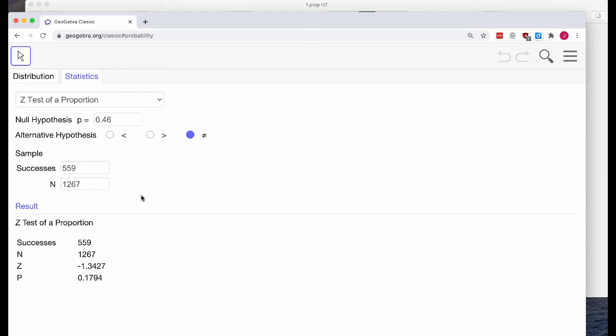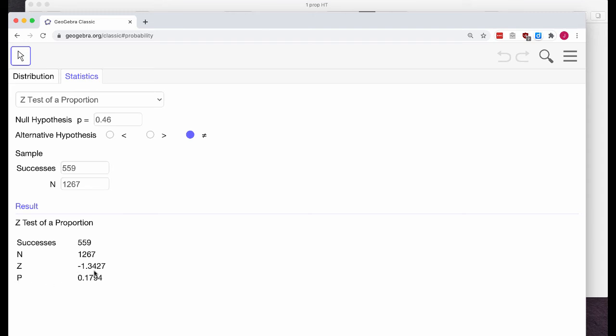All right, so with that, our hypothesized proportion, it's a two-tailed test. The number of successes in the sample size, we have the result for our z-test of a proportion down below. So it repeats what we were testing, z-test of a proportion, the successes, the sample size, and then the last two bits of information are Z and P. So Z stands for your test statistic, and P stands for your p-value.